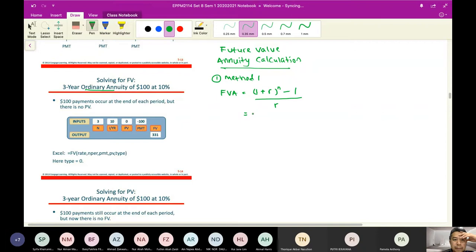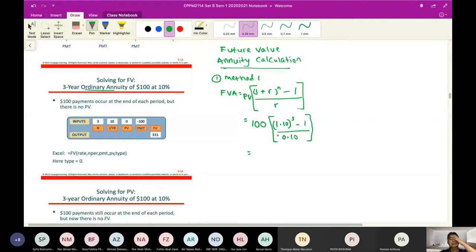So can we try to solve this one? Let's try. Where is the present value? Put the present value here, PV. So the present value is 100 times 1.1 power of 3 minus 1 divided by 0.10.